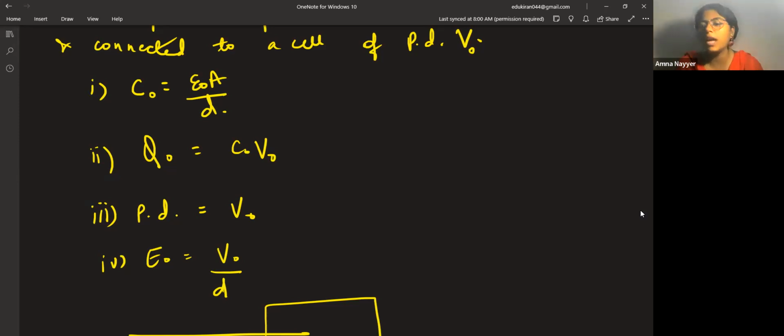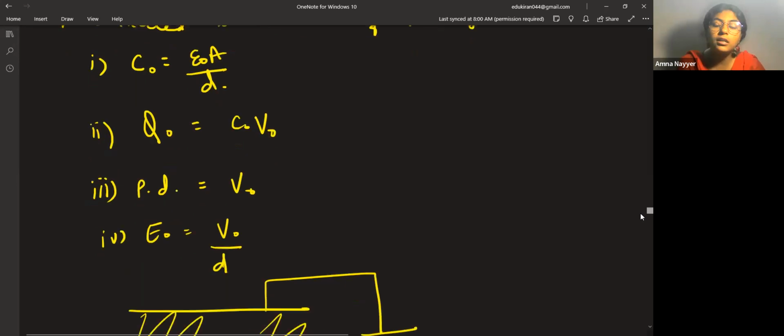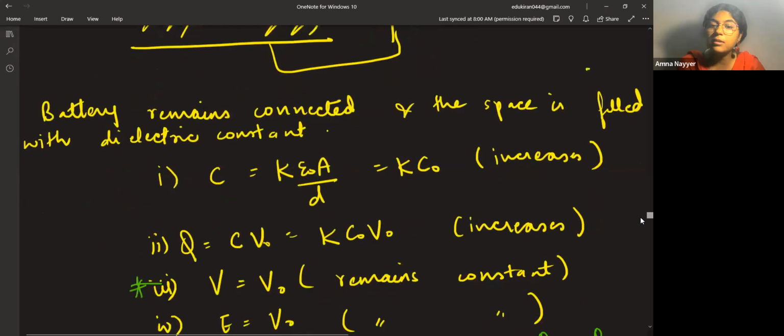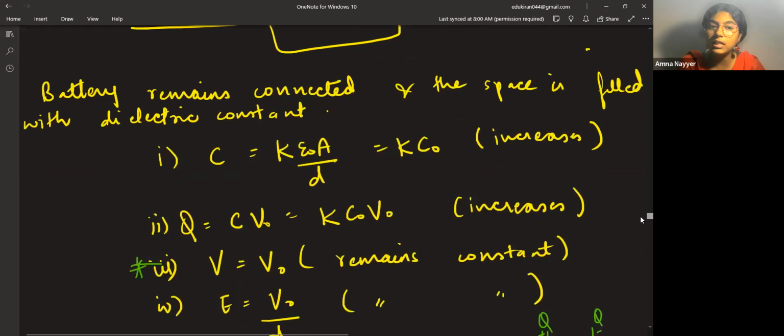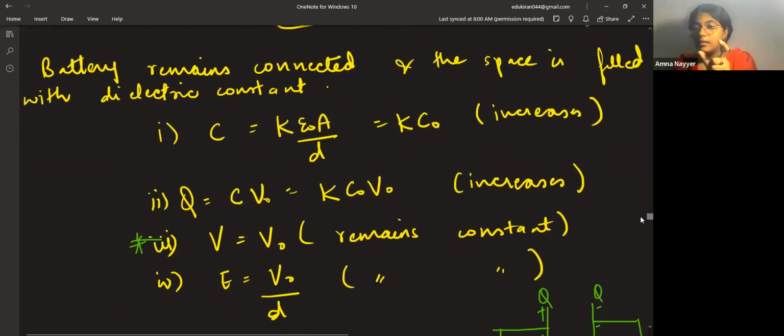So this was what we have studied. C is equal to epsilon naught A by D. Charge is C into V. Potential difference is V. And using the formula of potential gradient, we have seen E is equal to V by D. Now see, what are all the changes that will occur if a dielectric constant is introduced and the battery is connected.